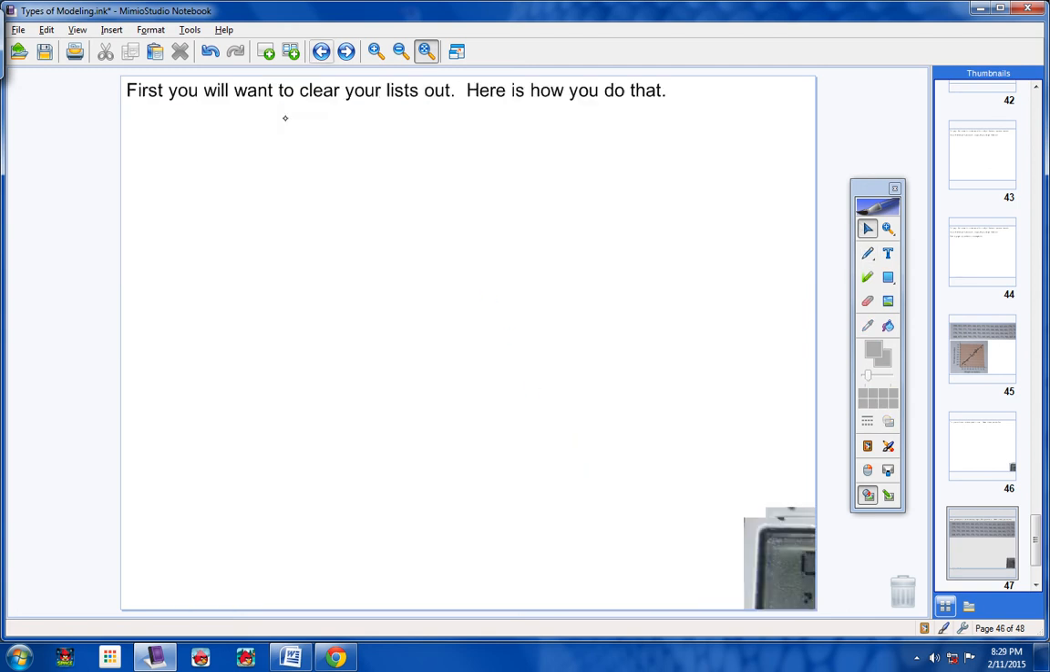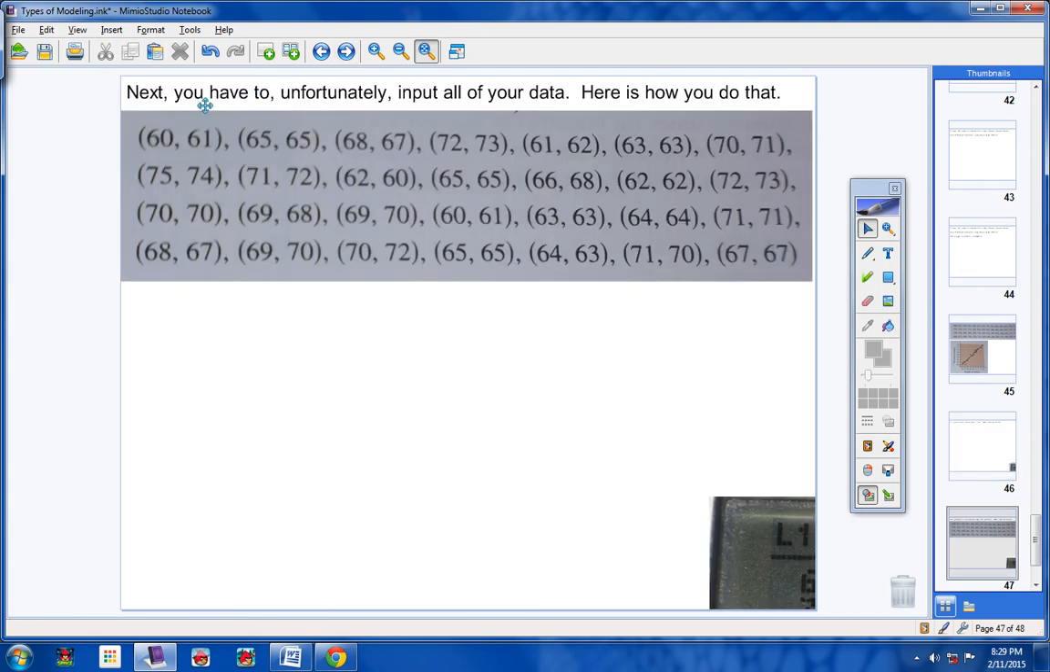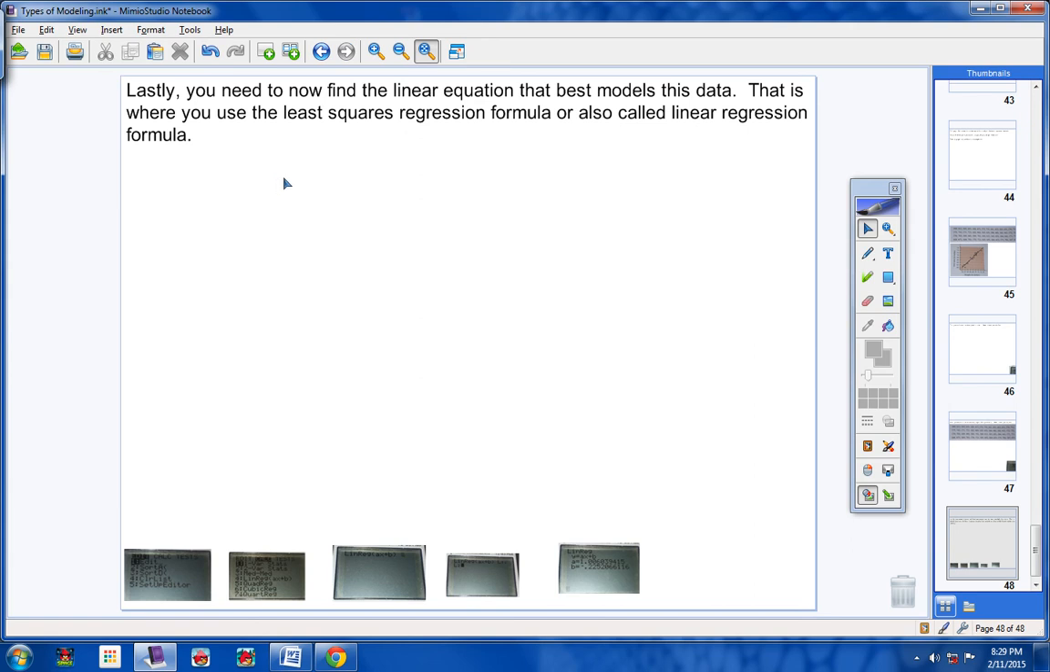Alright, so let's go back a page. First, always clear out your list. It's a good thing to do. Secondly, input all of your data, and we've done that. Lastly, you need to now find the linear equation that fits all of this data that you just entered into your calculator. That is where you use the least squares regression formula, or we also call it the linear regression formula, okay?